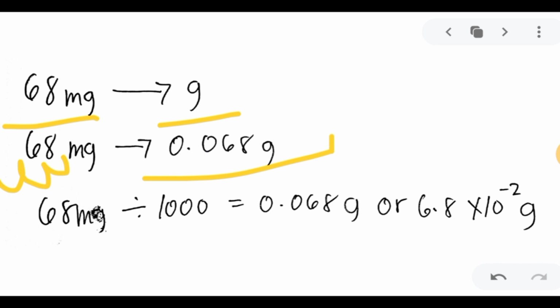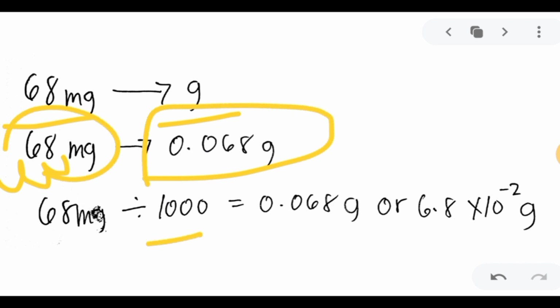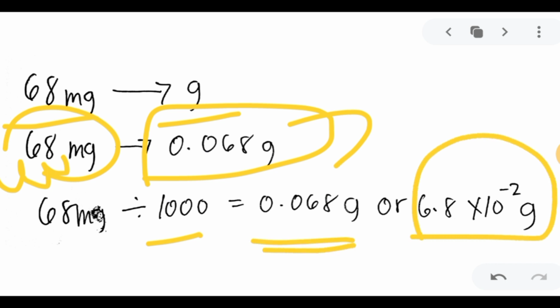That will be 0.068 grams. Or just divide the 68 milligrams into 1,000. You will have the same answer. 0.068 grams or 6.8 times 10 raised to negative 2. That is the other answer.